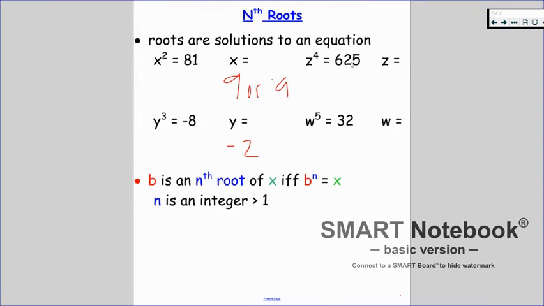Z to the fourth equals 625. So that fourth power, that's that U shape still. So I'm going to have 2 answers for this one. I could plug in a 5, or I could plug in negative 5.